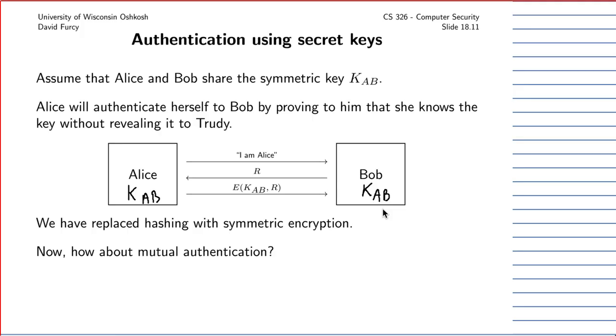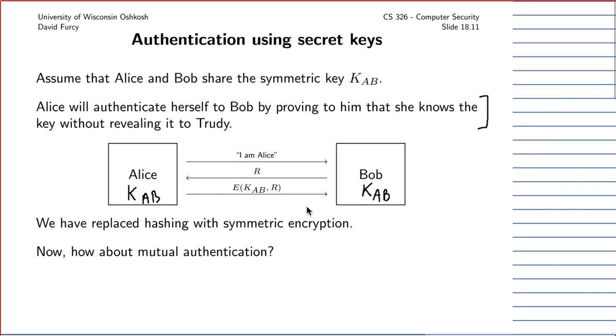She's going to have to prove to Bob that she knows the key, and she has to do that without the attacker Trudy being able to discover what the key is, so she can't impersonate Alice later on. There's a very simple mechanism to do that. Again, it's a 3-message protocol. First, Alice sends her identifier to Bob. Bob generates a nonce, sends that random number to Alice as the challenge she has to respond to, and her response is going to be the encrypted version of the challenge obtained using the symmetric key.